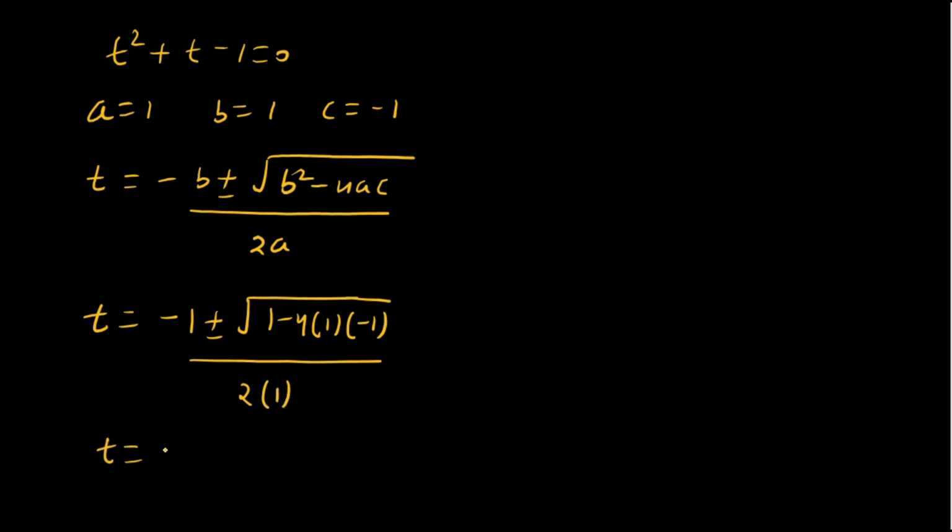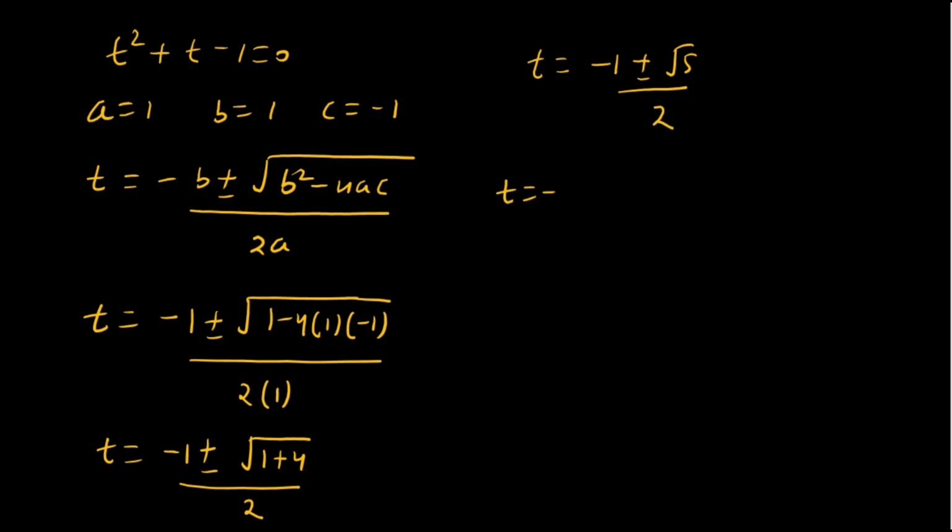Then t is equal to minus 1 plus minus square root of 1. This minus 4 is multiplied by minus 1, then we get plus 4, and divide by 2. Then t is equal to minus 1 plus minus square root of 5 divided by 2. Here there are two possible values of t. The first value of t is minus 1 minus square root of 5 divided by 2, and the second value of t is minus 1 plus square root of 5 divided by 2.